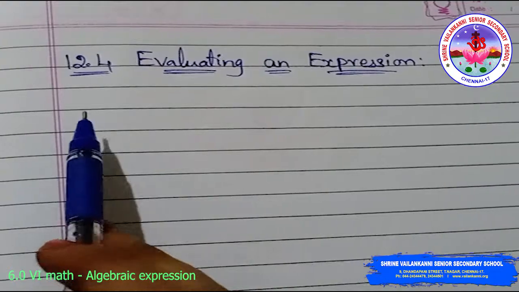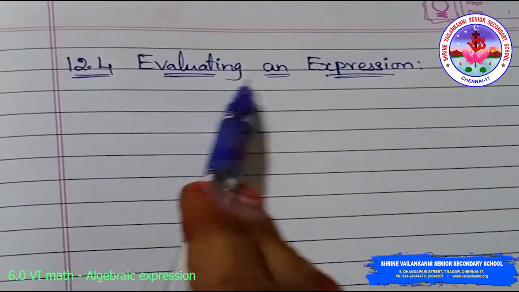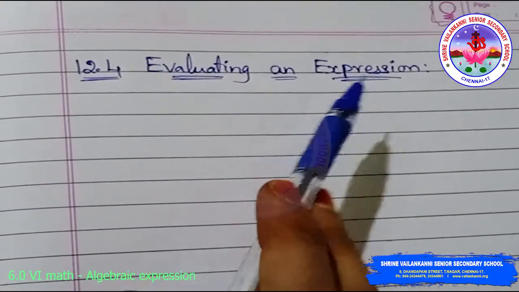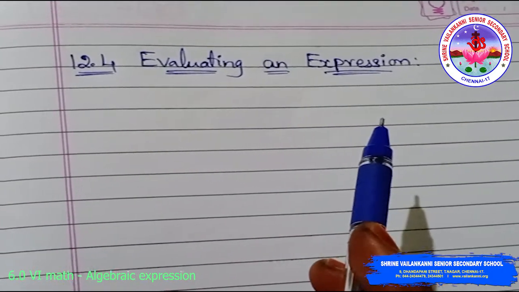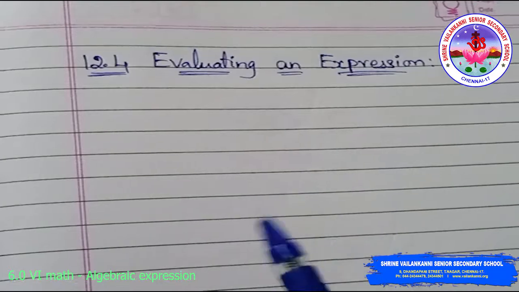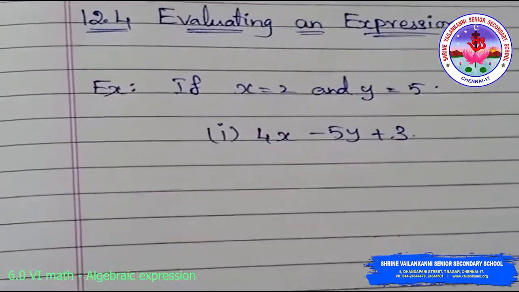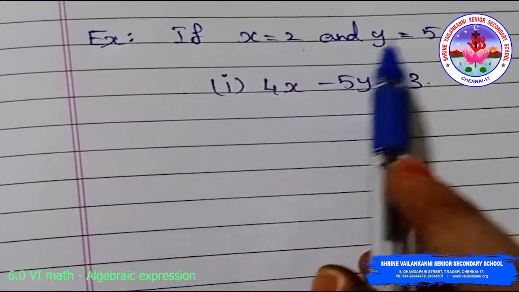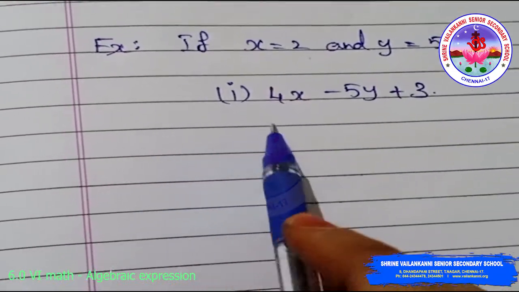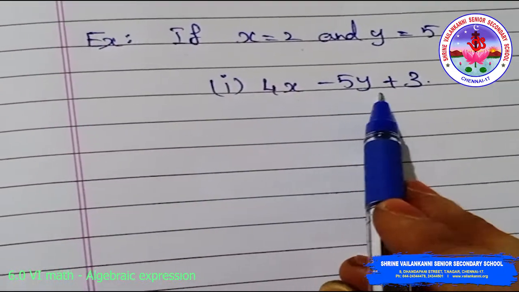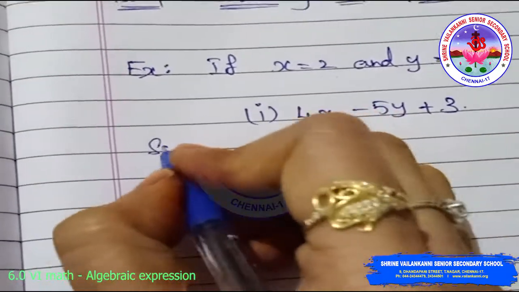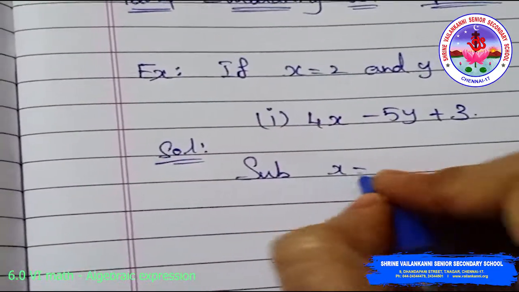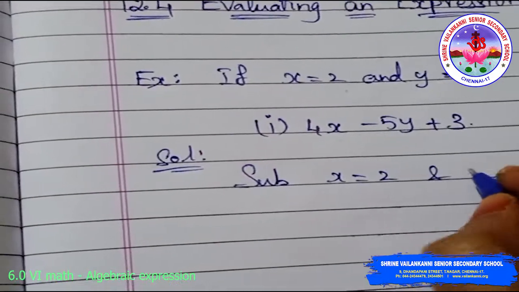The next topic is 12.4, evaluating an expression. To evaluate an algebraic expression, substitute a number for each variable and perform the arithmetic operations. Example, if x is equal to 2 and y is equal to 5, the expression is 4x minus 5y plus 3. Solution: substitute x is equal to 2 and y is equal to 5 in the expression.